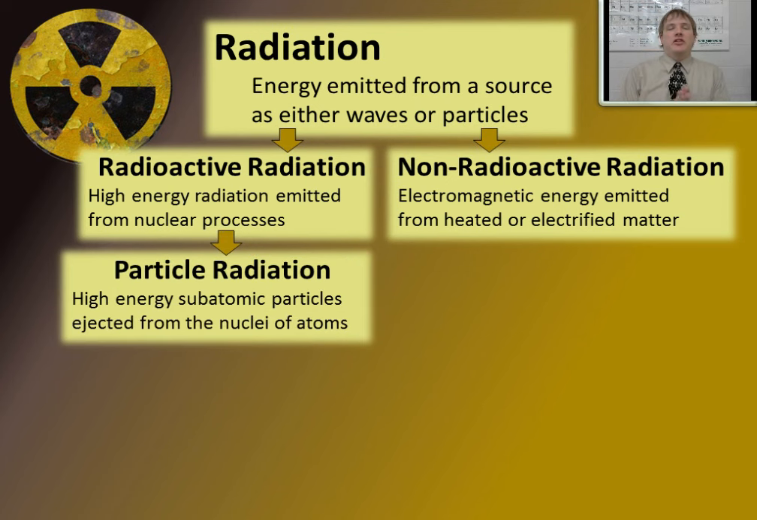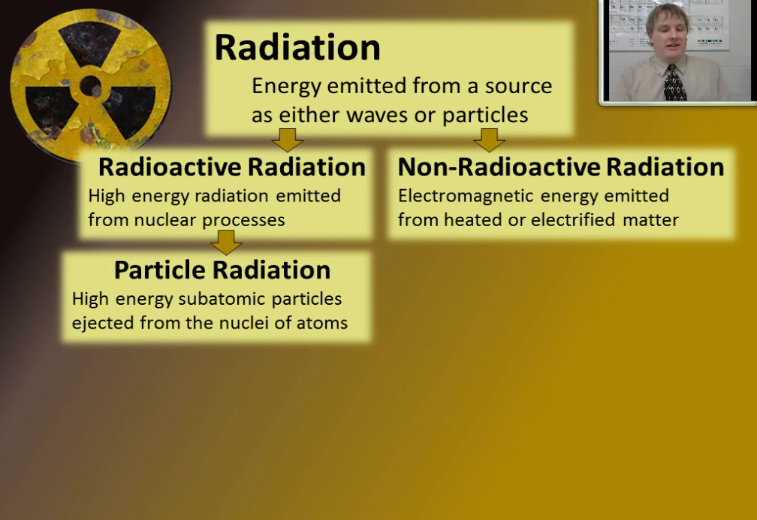The next term to understand is particle radiation. High energy particles that are emitted from the source in all directions. When I say particles, I'm talking about protons, neutrons, and electrons. Pieces of atoms are shot out at really high speeds, and we call that particle radiation. The energy is being carried by parts of an atom.